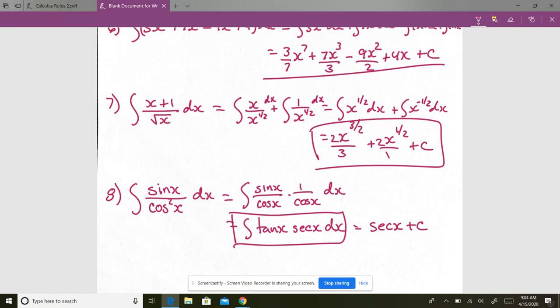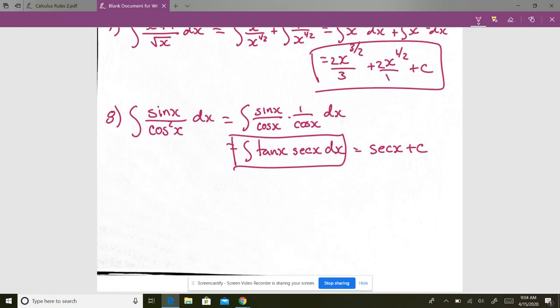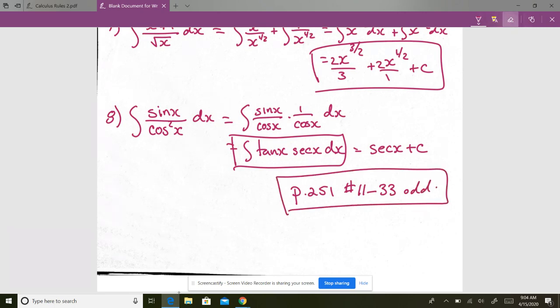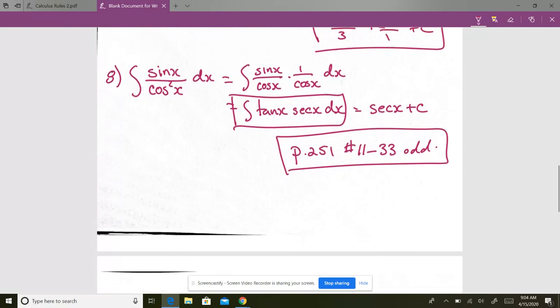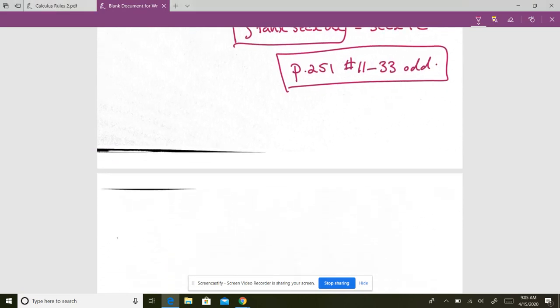Okay? So this will be a point in the class where I give you some time to work on questions. Questions I would want you to do for this are page 251, numbers 11 to 33 odd. I'll give you some time to do that. And then when you've done that, we're going to move on here.